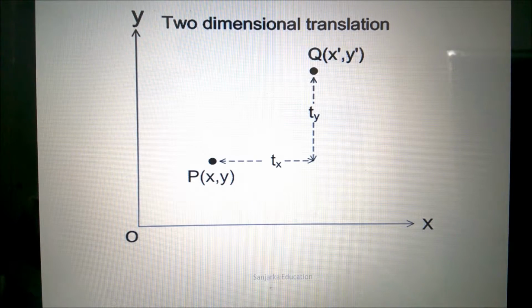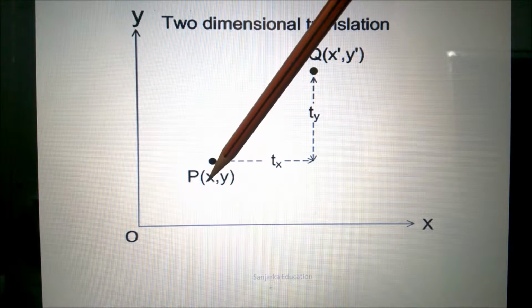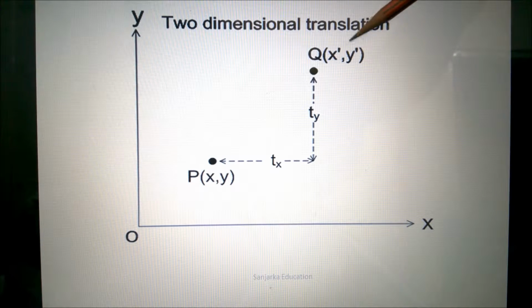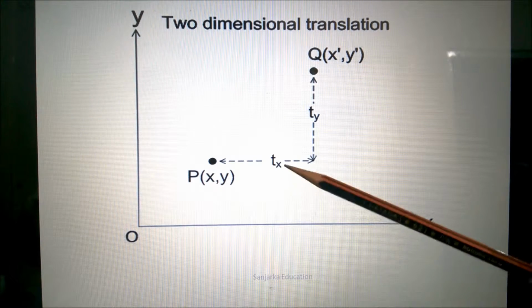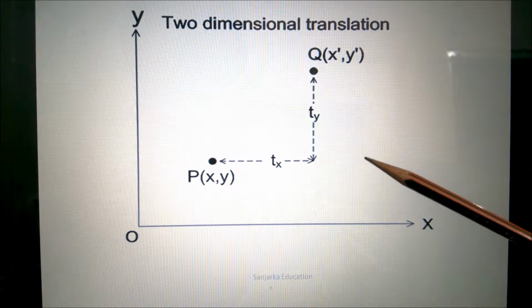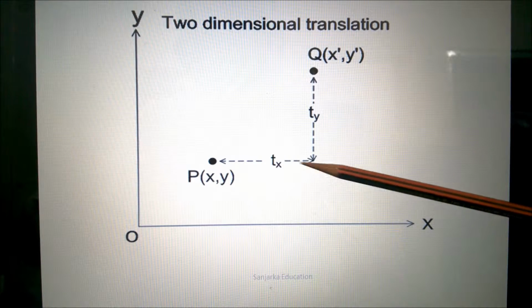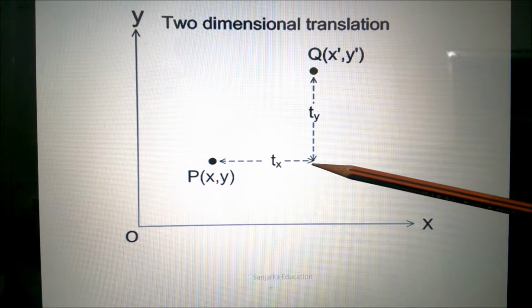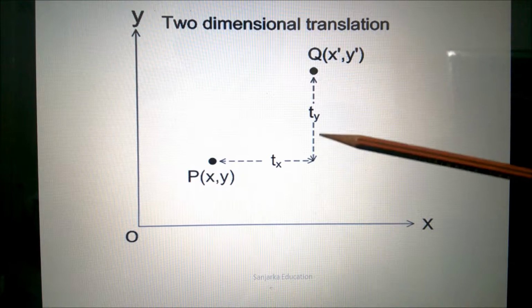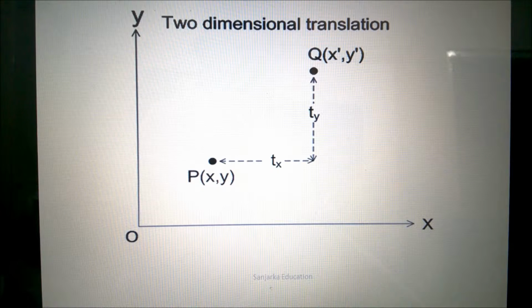another position Q, and the coordinate of P is x and y, and the coordinate of Q is x dash and y dash. Therefore, what will be the relation between x, y and x dash, y dash? It is given that tx is the translation distance in the x coordinate, and ty is the translation distance in the y coordinate.